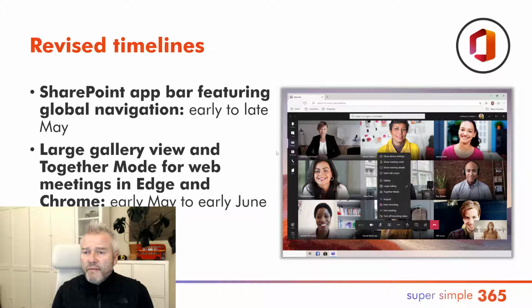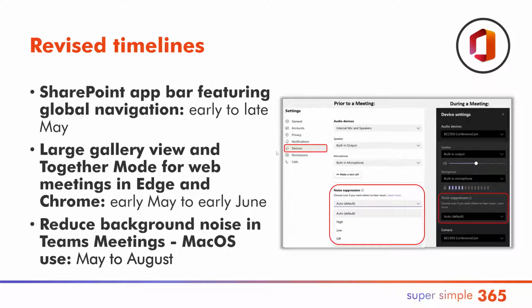The large gallery view and together mode is coming to the web version of Teams in Edge and Chrome. Now you might not think this matters. We think, oh, everyone's using the app. But actually, I work with an organisation where quite a lot of their colleagues are still using the browser version of Teams, and they will for a little while. So this is quite a nice addition. It's great to see them bring parity to the two versions there.